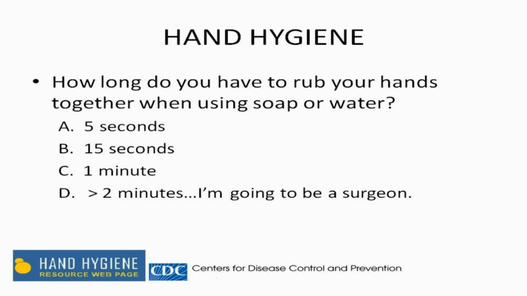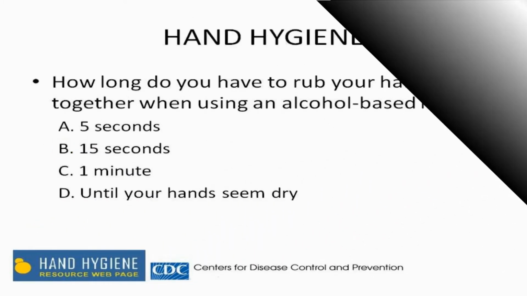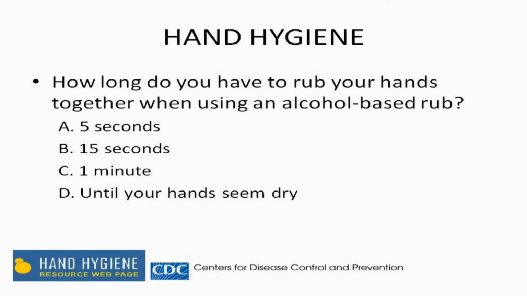And how long do you have to rub your hands together when using soap and water? Is it A, 5 seconds, B, 15 seconds, C, 1 minute, or D, greater than 2 minutes? I'm going to be a surgeon. The correct answer is B, 15 seconds, but if a patient has known vancomycin-resistant enterococci infection, 30 seconds is actually needed. And how long do you have to rub your hands together when using an alcohol-based rub? Is it A, 5 seconds, B, 15 seconds, C, 1 minute, or D, until your hands seem dry? The correct answer is D, until your hands seem dry.